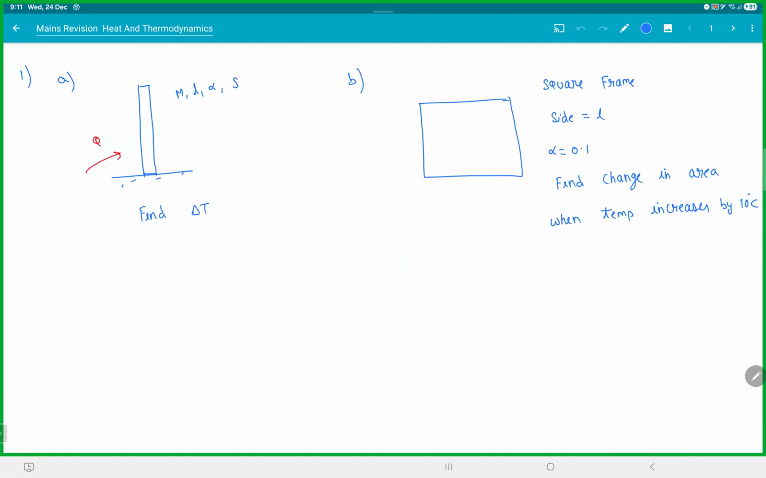Heat and thermodynamics. Let's get this thing. We have a vertical rod here, mass M, length L, alpha and S. Heat Q is given. Assume there is no heat loss. Find the change in temperature. We have a square frame, side L, alpha is 0.1. Find the change in area when the temperature increases by 10 degrees.